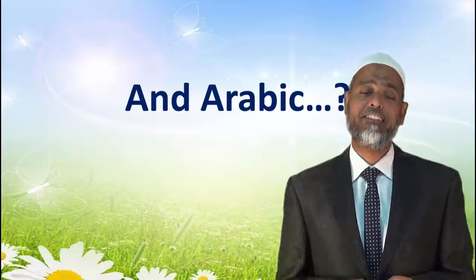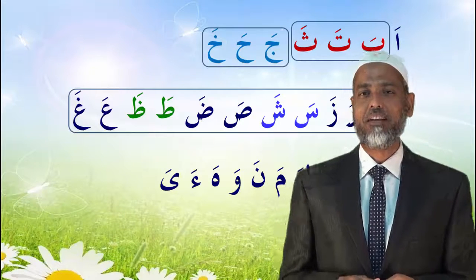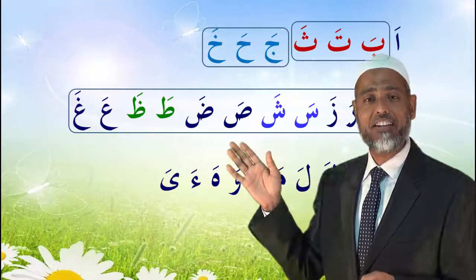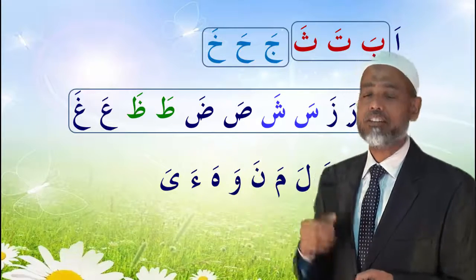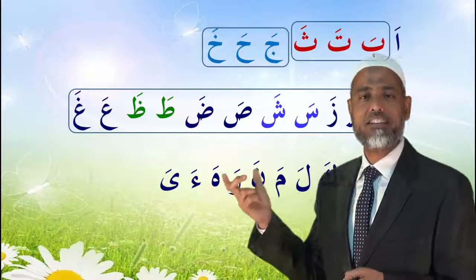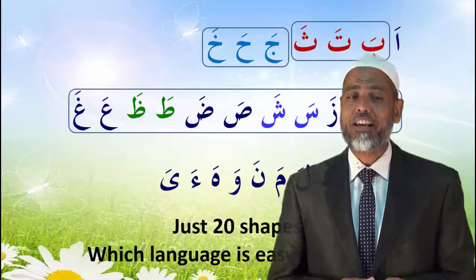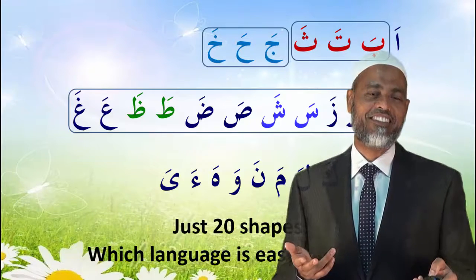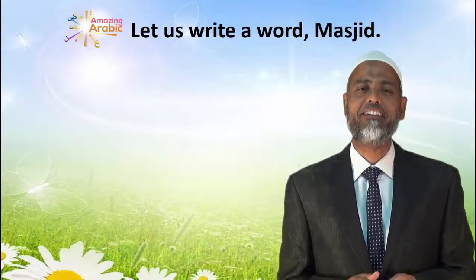And Arabic, 29? No. Ba, ta, tha have the same shape. Jim, ha, kha have the same shape. Dal and dal, same shape. Ra and za, same shape. You need only 20 shapes. Now tell me which language is easy? Arabic. Now let's take writing in Arabic.